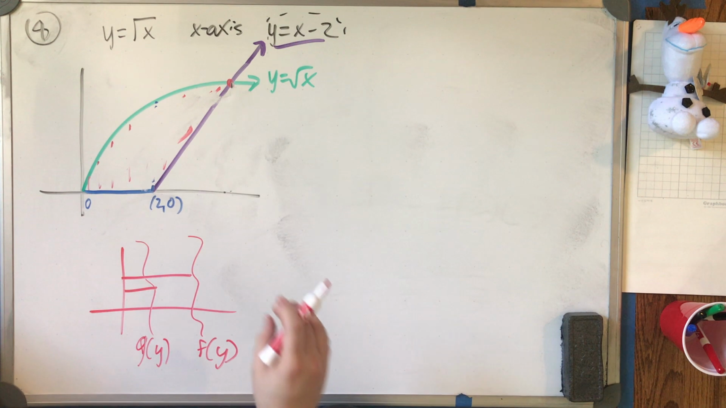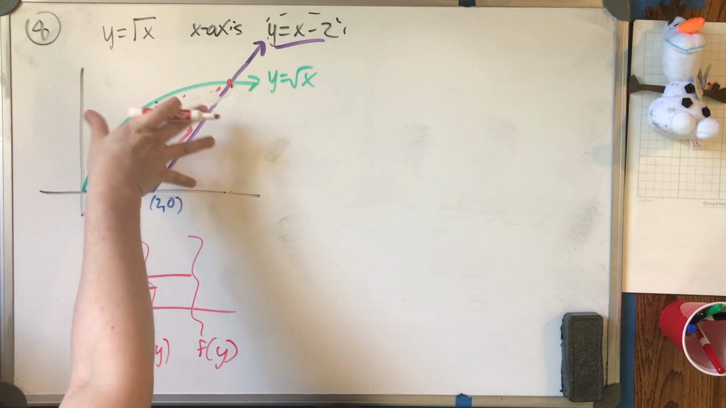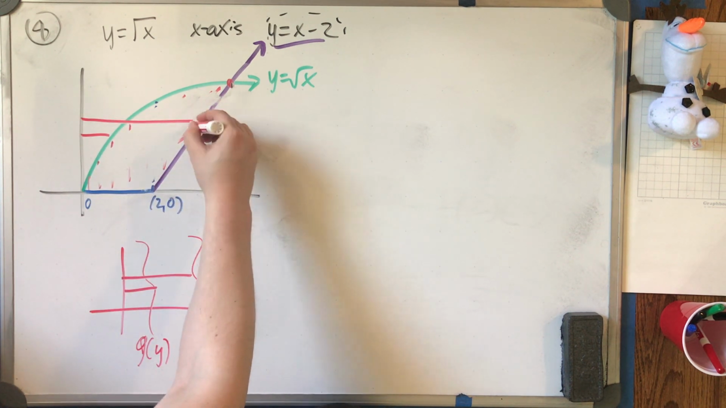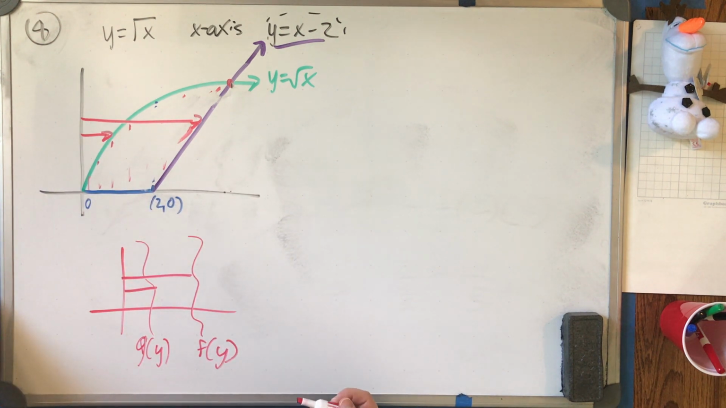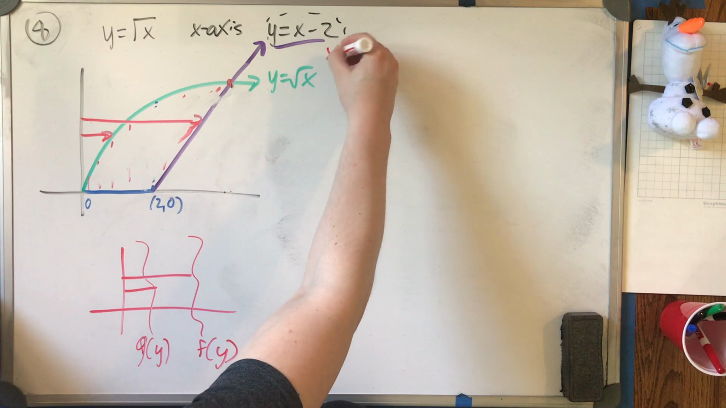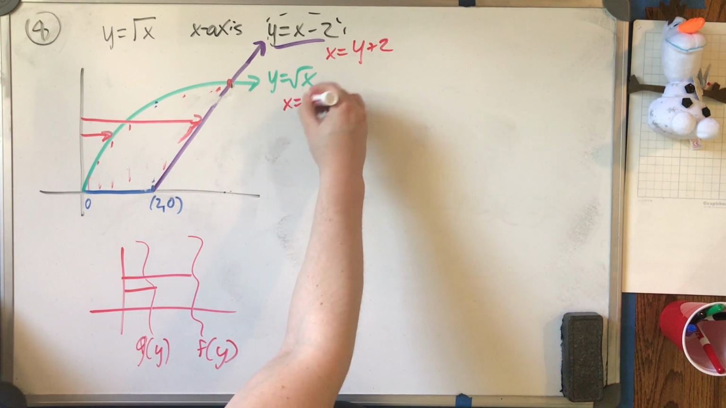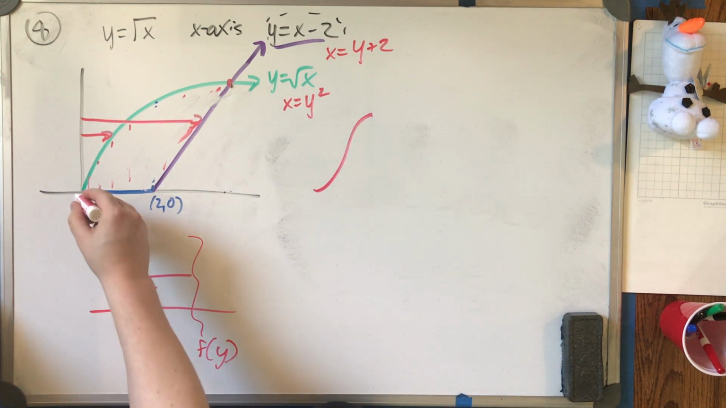For example, this same one that we've been working with, if we look at it from the y perspective, we actually do have a very clear one function on top, which is the purple one, and one function on bottom. So what I'm going to do is just solve both of these so that they're x equals equations. So this one's going to become x equals y plus 2, and this one's going to be x equals y squared. And now I'm going to integrate with the y values.